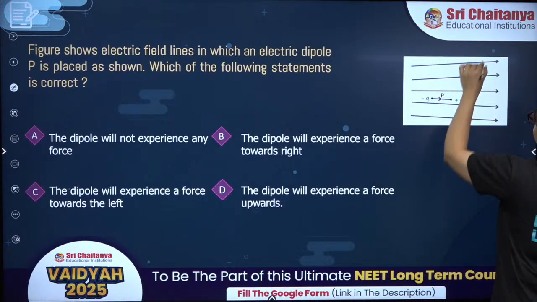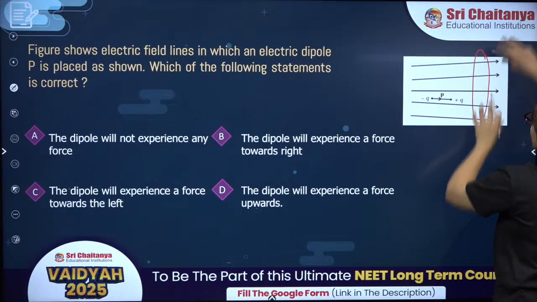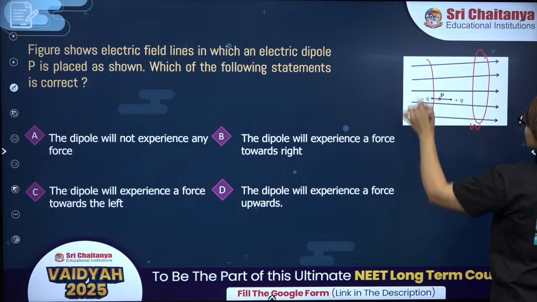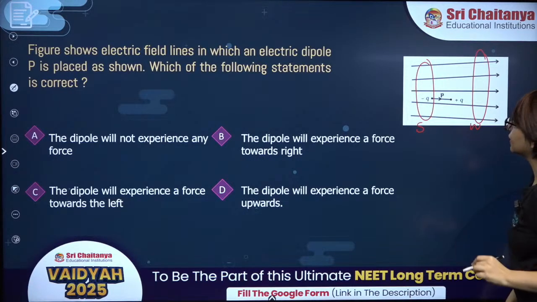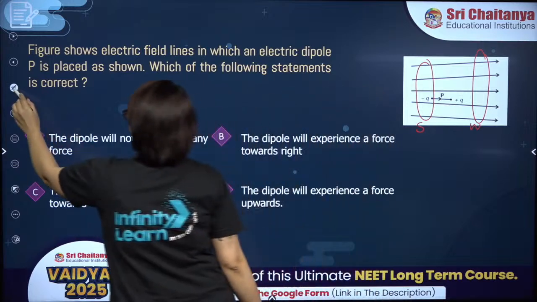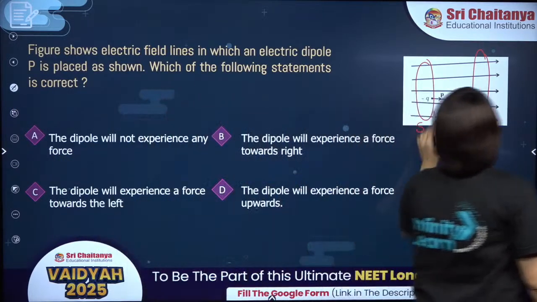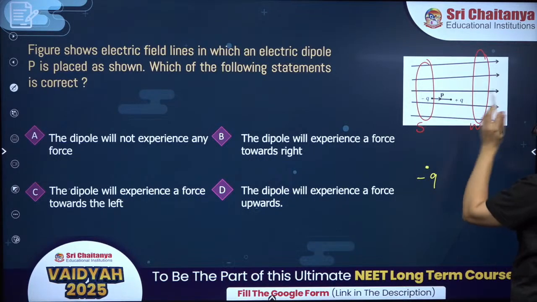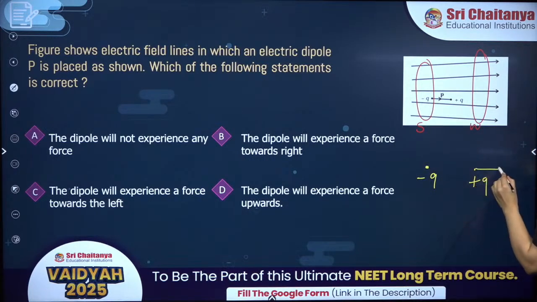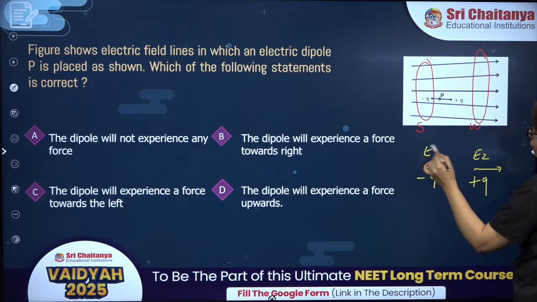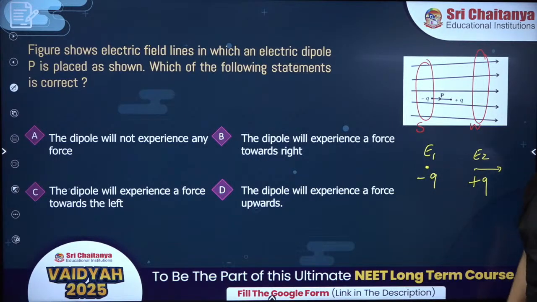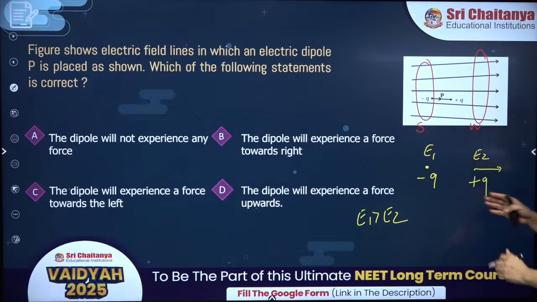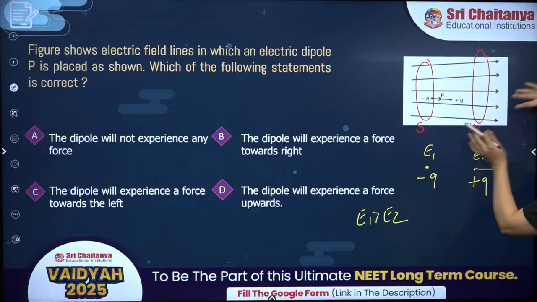So electric field, here in this region, the field lines are slightly apart. So this is the weaker electric field region. Here the electric field lines are closer. So this is the stronger electric field region over here. Now if you look at this, this is minus Q and this is plus Q. So at the location of plus Q, electric field is weak. So let's say it is E2. And at the location of minus Q, electric field is slightly more than E2. So E1 is more than E2 over here. Now this electric field is towards right.